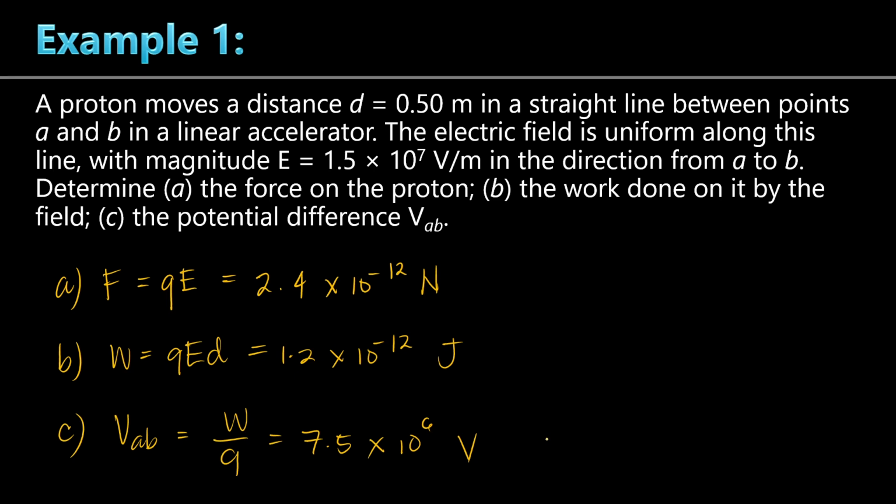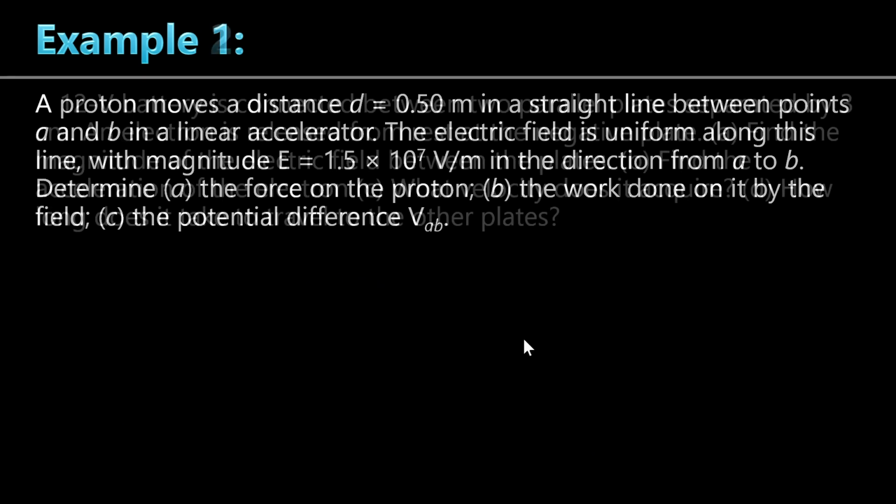Or, pwede natin yung isulat in terms of an engineering prefix, 7.5 megavolts. So, sa isang linear accelerator, ganyan pala kalaki yung voltage. Yes, actually, it's a high voltage equipment para yung mga charged particle ay mag-acquire ng napakalaking value ng acceleration. Okay? So, madali lang. Next, example number 2.